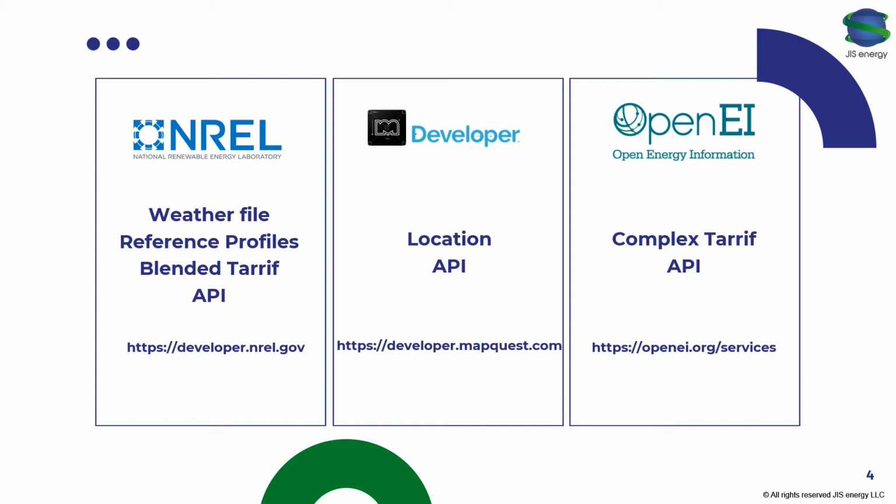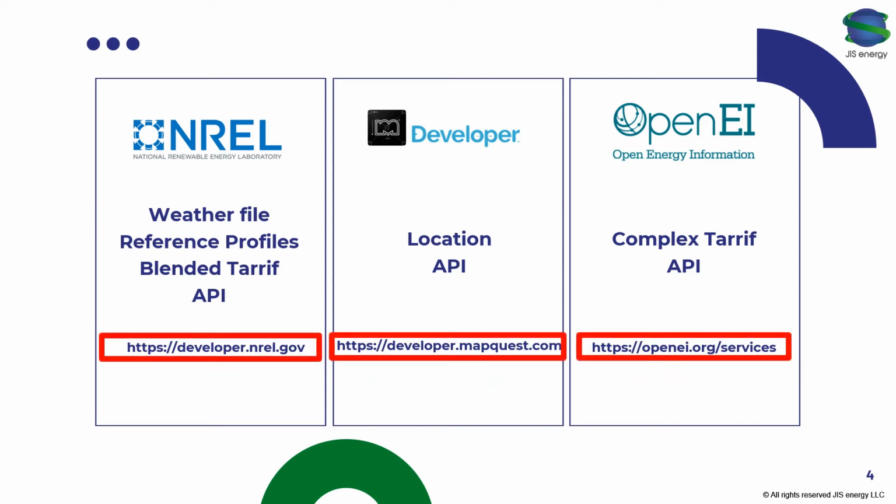To register for an API key, you may visit the web addresses provided on the screen and sign up for your own keys for free. Now let's get started with CogenS project setup.